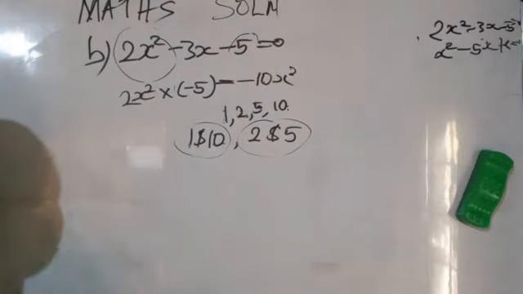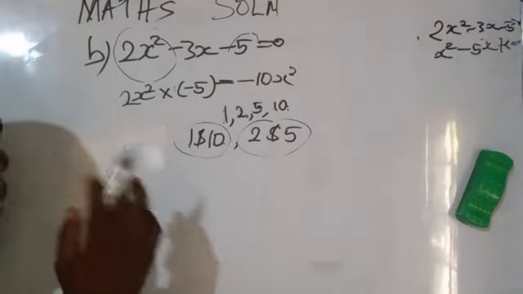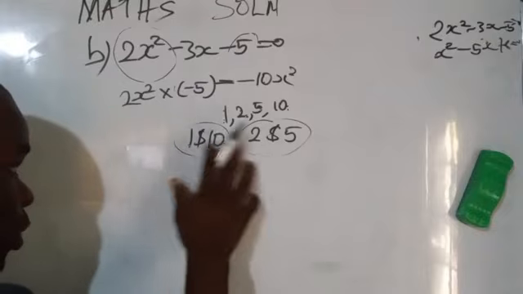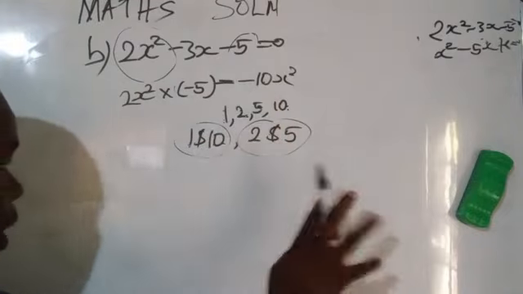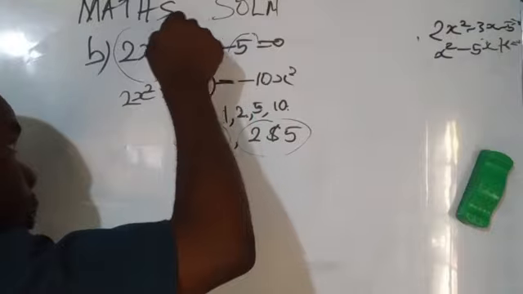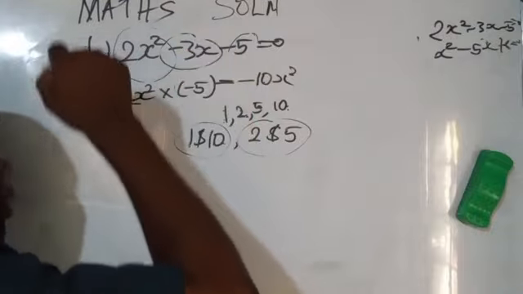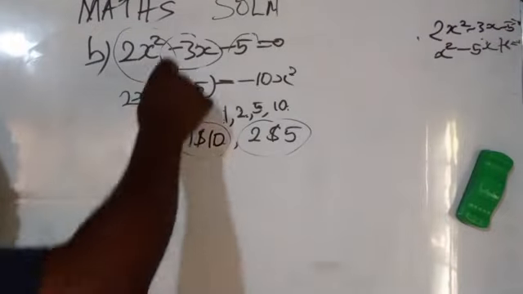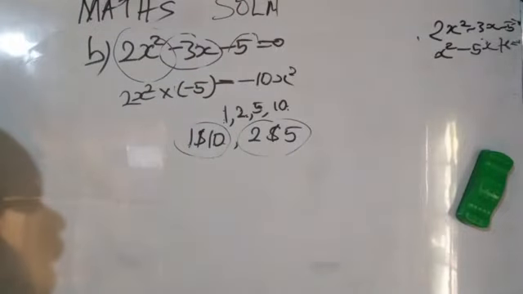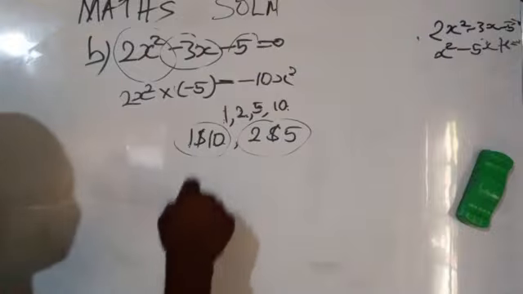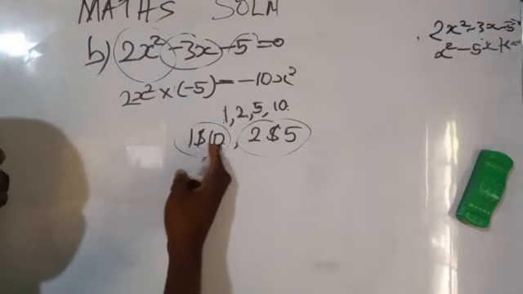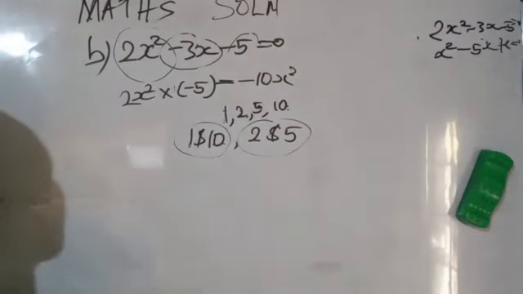So now, looking at this, what would determine the right pair to use? Now, you have already seen that these two can actually give you this, so you don't have a problem with this again. Your problem now is at the middle term. The middle term, which is this minus 3x, would decide the particular pair that you are going to use. Now, if you say you want to use 1 and 10, good.